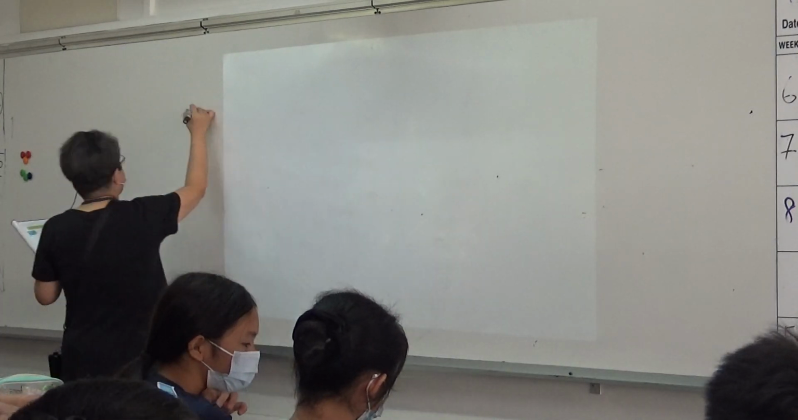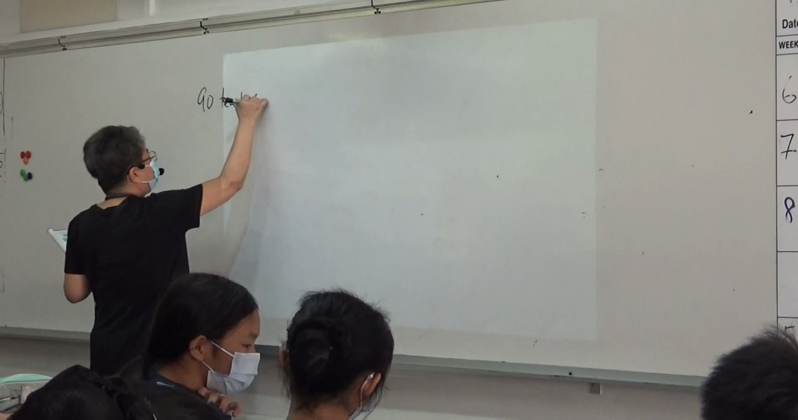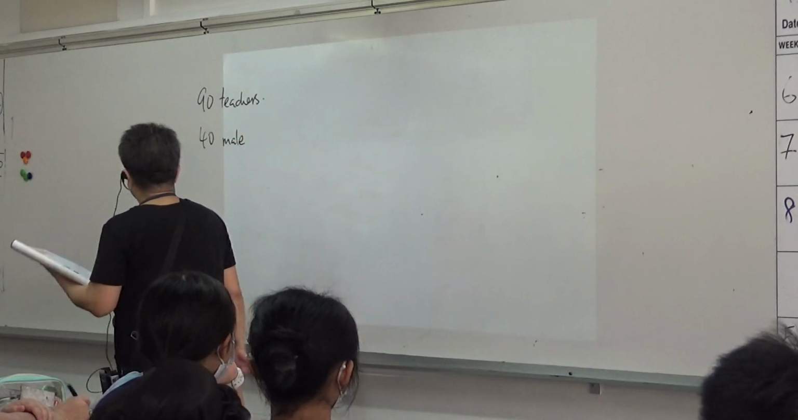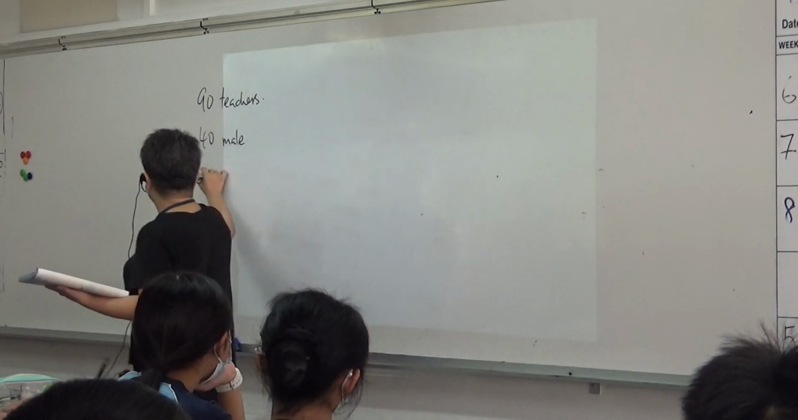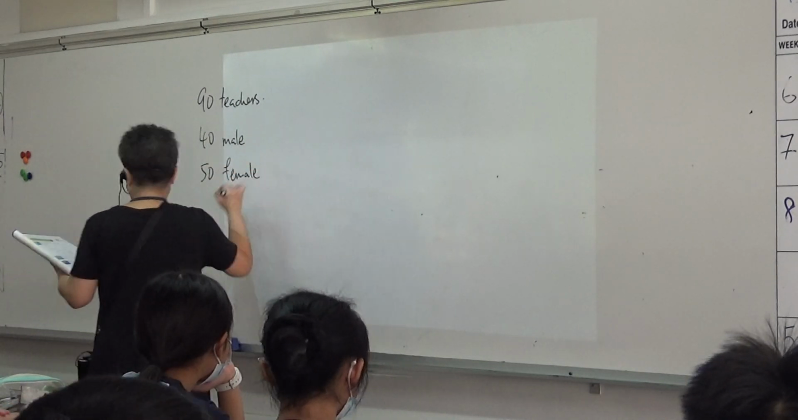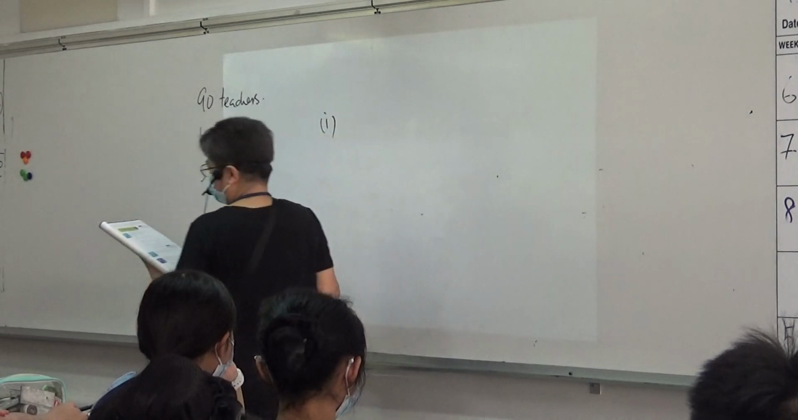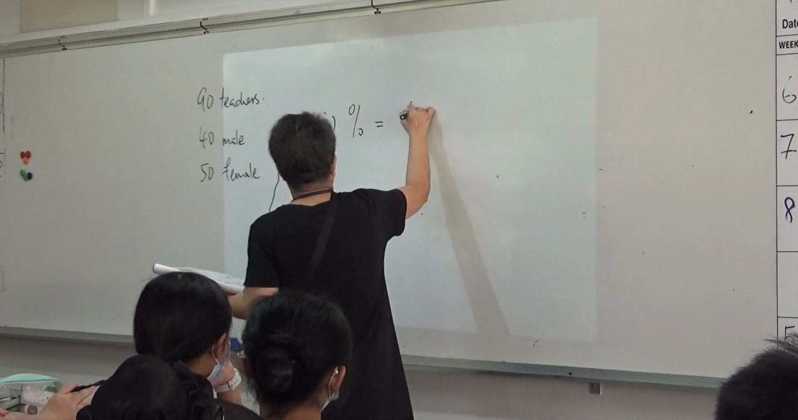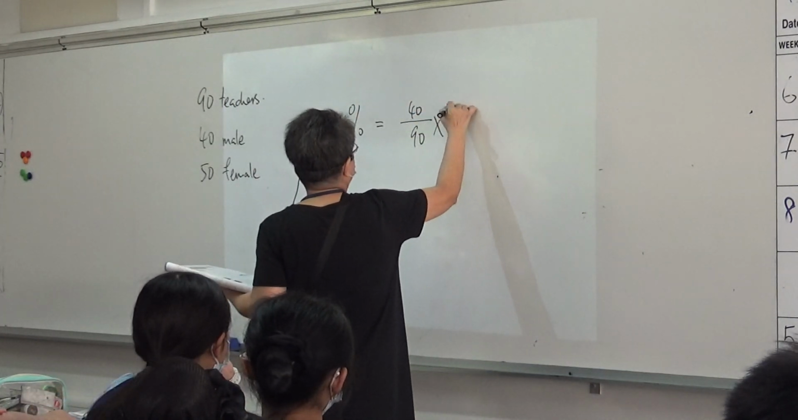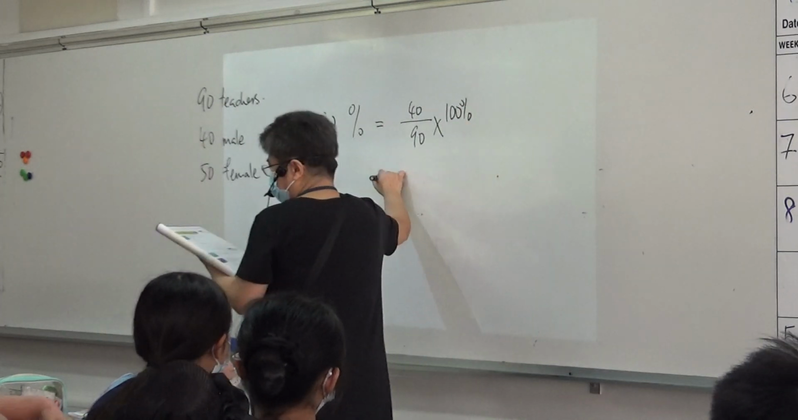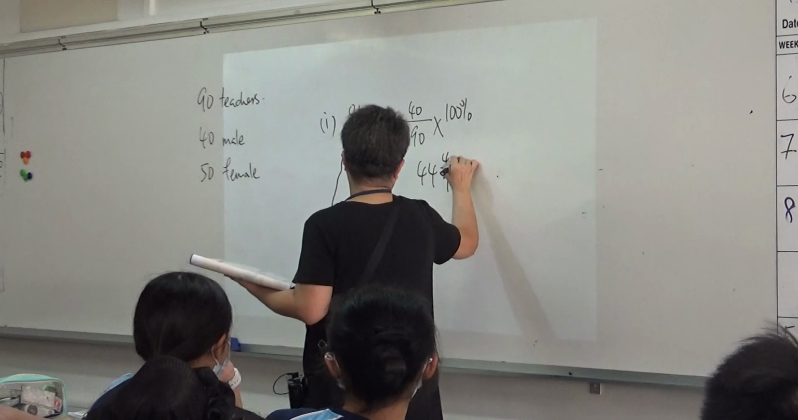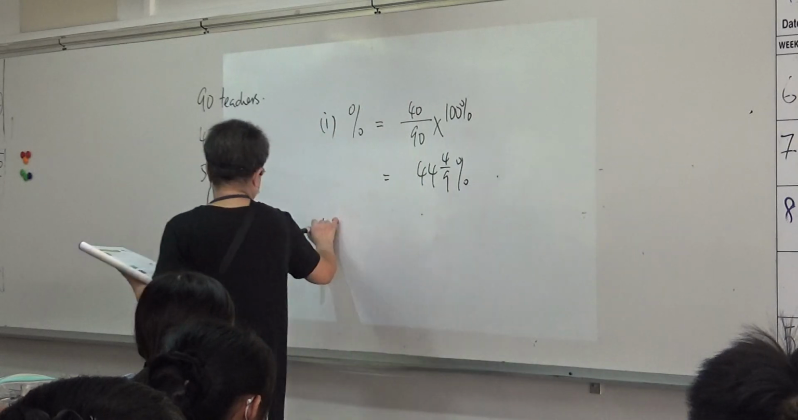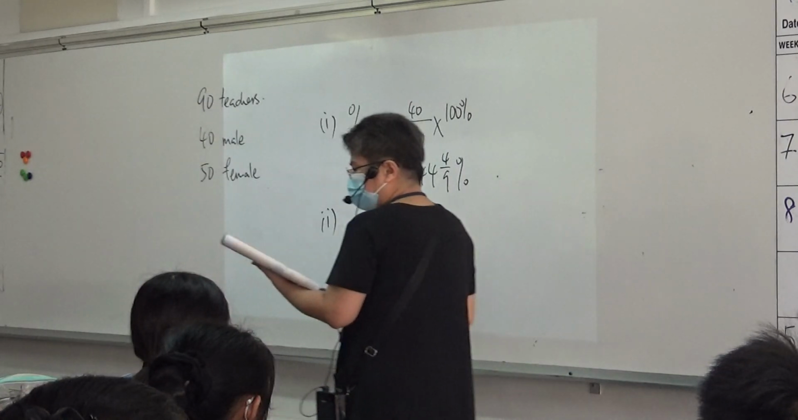There are 90 teachers in the school. Okay. 40 are male. Okay, if 40 are male, how many are female? 50. Okay, good. Now, part 1. Calculate the percentage of male teachers. So, percentage will be 40 over 90 times 100%. Okay? So, the answer should be 44 4/9%, right? Correct. Now, then, the question says, calculate the percentage of female teachers.